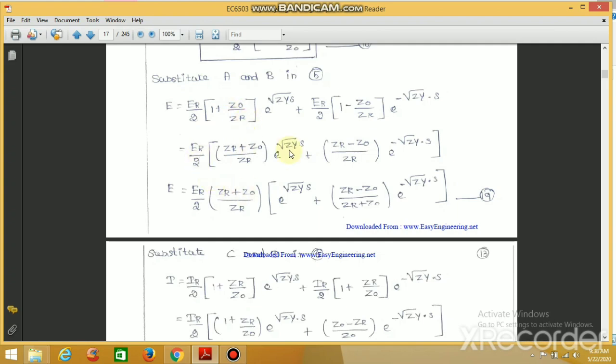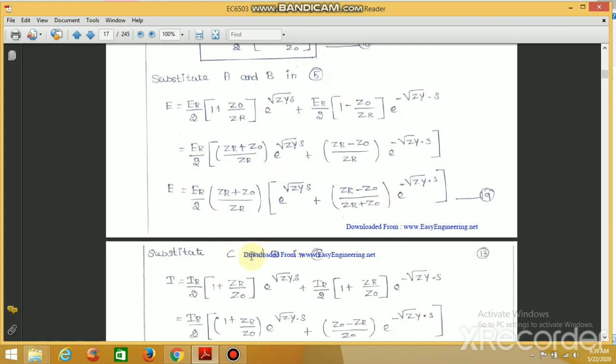So you will be getting ER by 2 [(ZR plus Z0) by ZR into e power root Z by S plus (ZR minus Z0) by ZR e power minus root Z by S]. Now which is common? You can see this (ZR plus Z0) by ZR is common, so you can take this outside. So E is equal to ER by 2 (ZR plus Z0) by ZR. If you take it outside, what you will have is e power root Z by S plus (ZR minus Z0) divided by (ZR plus Z0) into e power minus root Z by S.